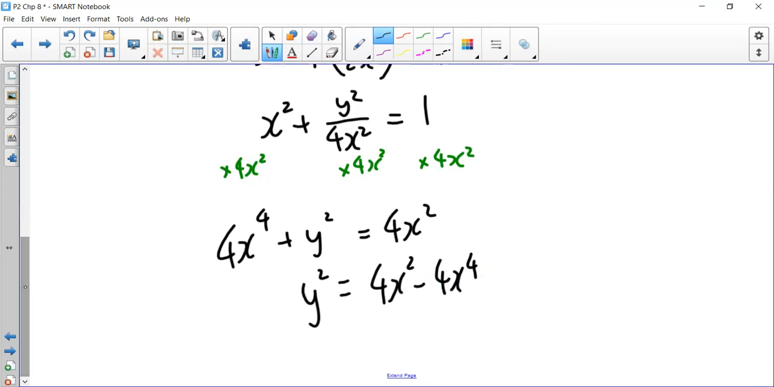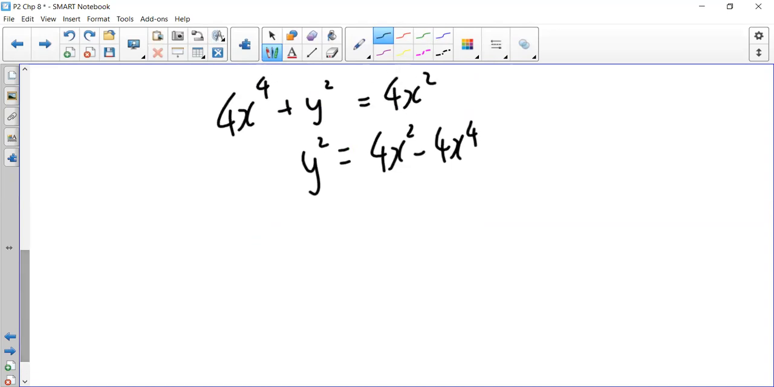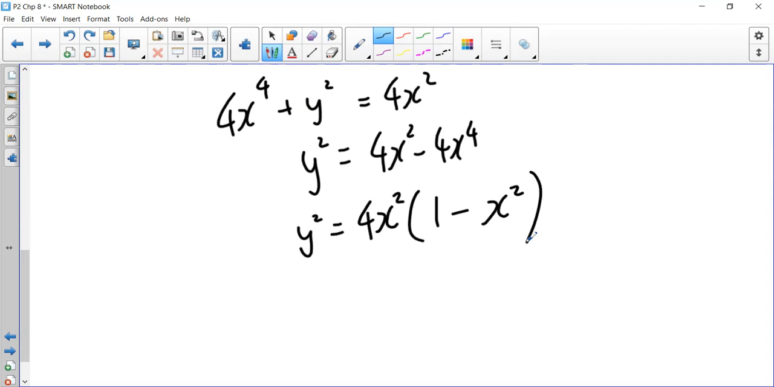Now on the right side, I see a lot of things that could be factorized, so I can't help but factorize it. It's like when you see a bag of Starburst, you can't help but dip in for one of the purple ones, or the red ones, or the orange ones, just not the green ones. So you factorize: 4x squared becomes 1 minus x squared. Then when I square root, I get y equals plus or minus the square root of 4x squared (1 minus x squared).